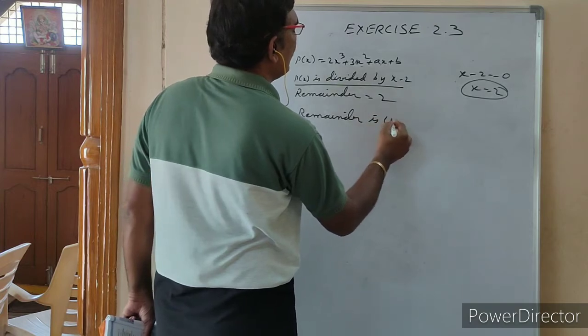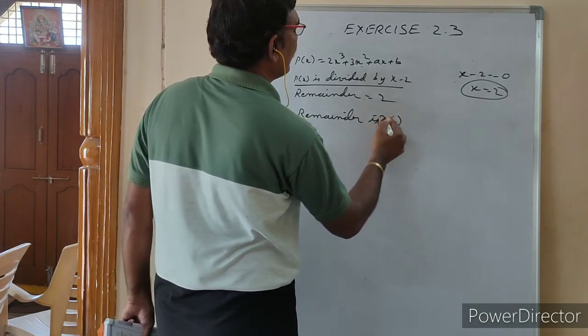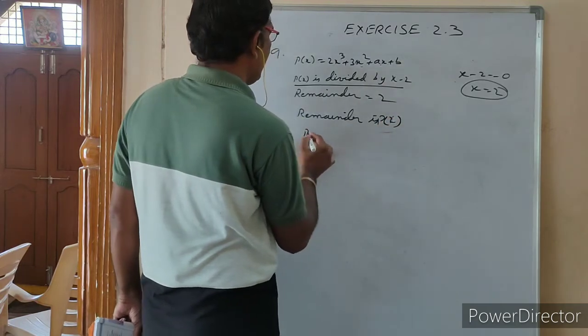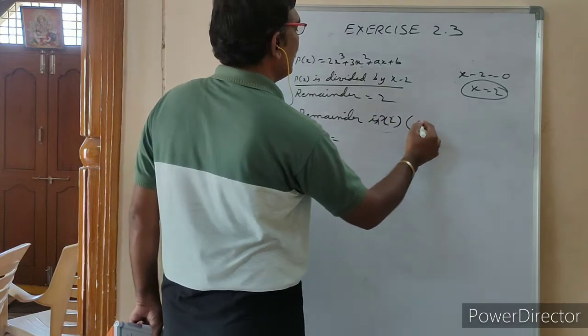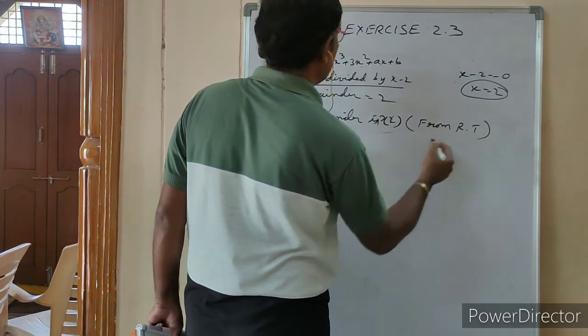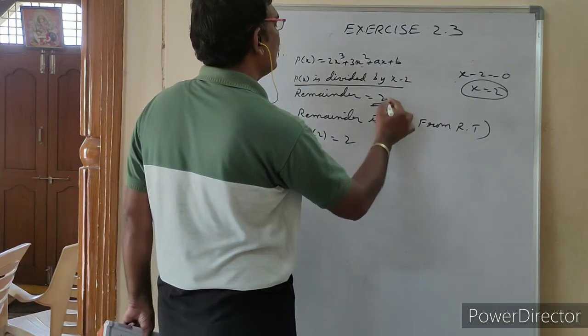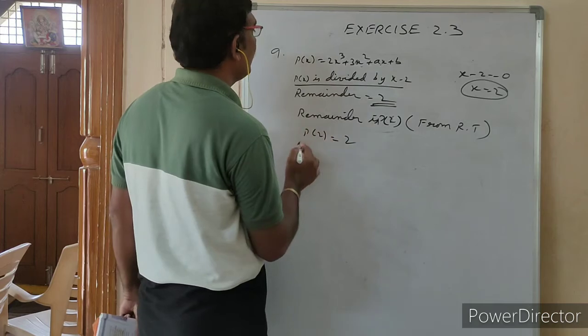Remainder is p of 2. So p of 2 is the remainder, which is already given as 2. This is from the remainder theorem. P of 2 is equal to the remainder, which they gave as 2. So substitute 2 in place of x here.